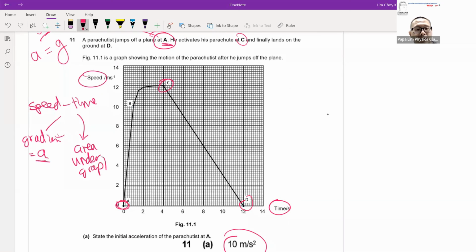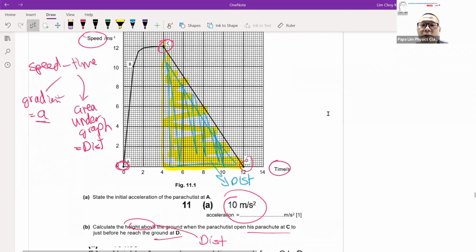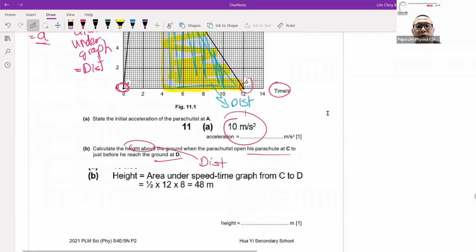Why? Because this area will give me the distance traveled by the object. From C to D is effectively from here all the way here. So this area here, I want to know this area. Why do I want to know this area? Because this area will allow me to calculate the distance traveled that I want. This area is the one I'm concerned with, which will allow me to find the distance we traveled between C to D.